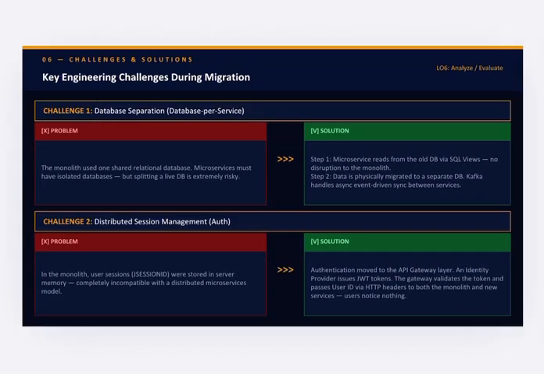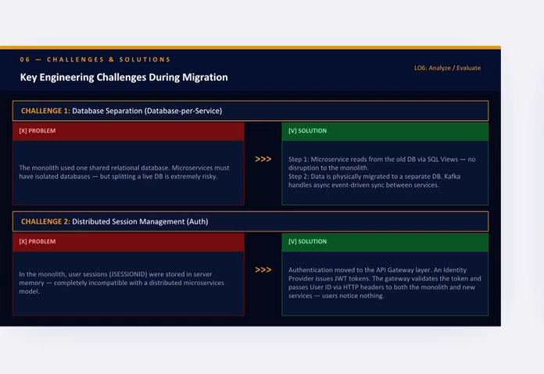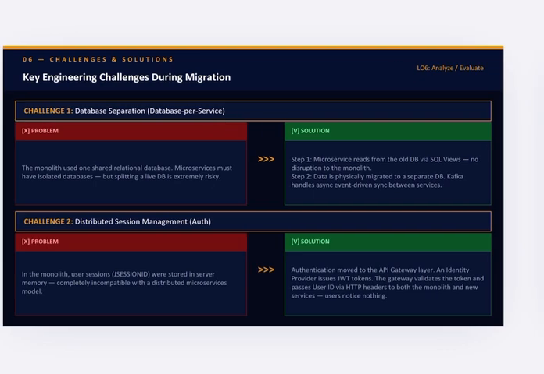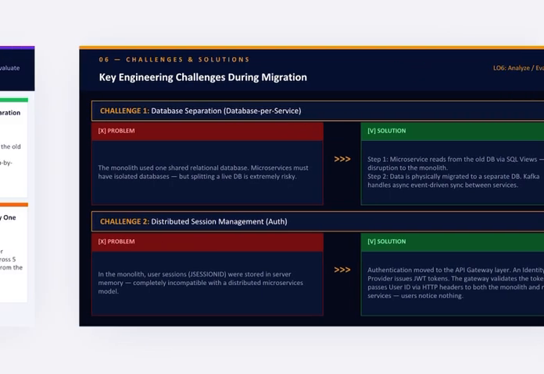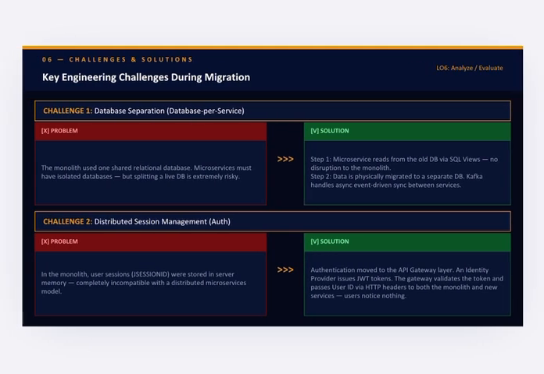The first challenge is database separation. The monolith relied on a single shared database. The solution is a two-step approach. First, SQL views for safe data access, then gradual migration to separate databases with Kafka-based synchronization.